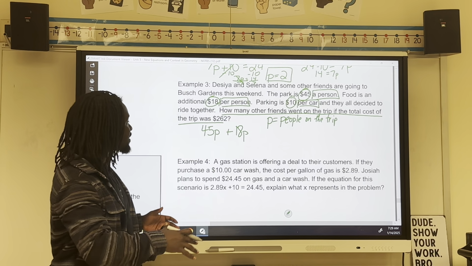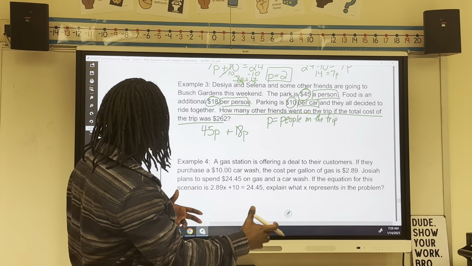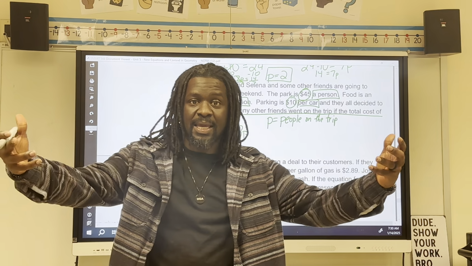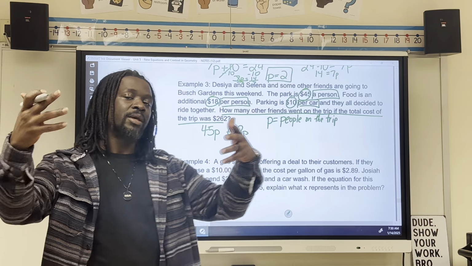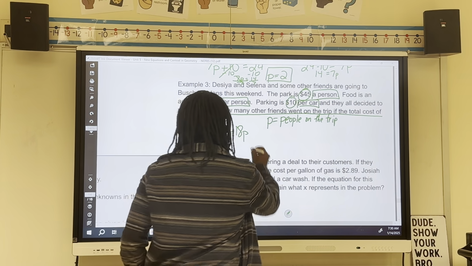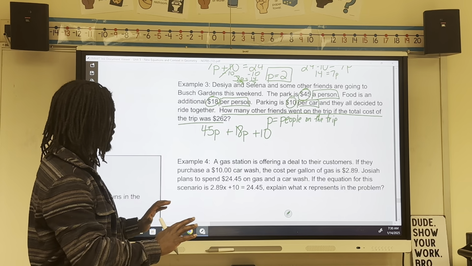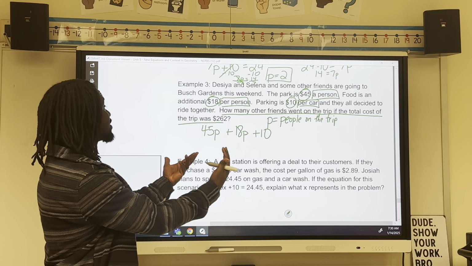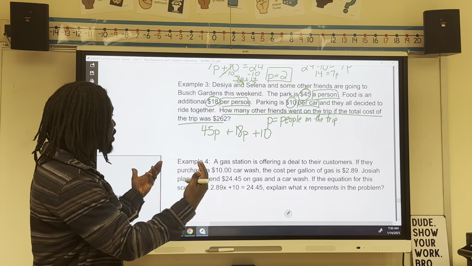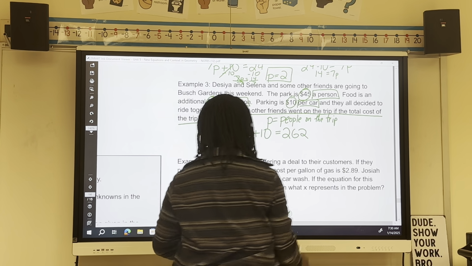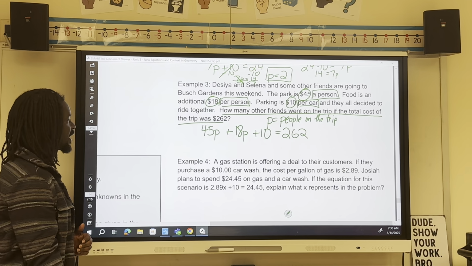Okay. Well, then it says parking is $10 per car, and they all decided to ride together. Well, do they all have to pay the $10 for parking? No, because they all rode together. So it is going to be just plus 10, okay? And then it says the total cost was 262, so that is going to be what this is equal to, all right?